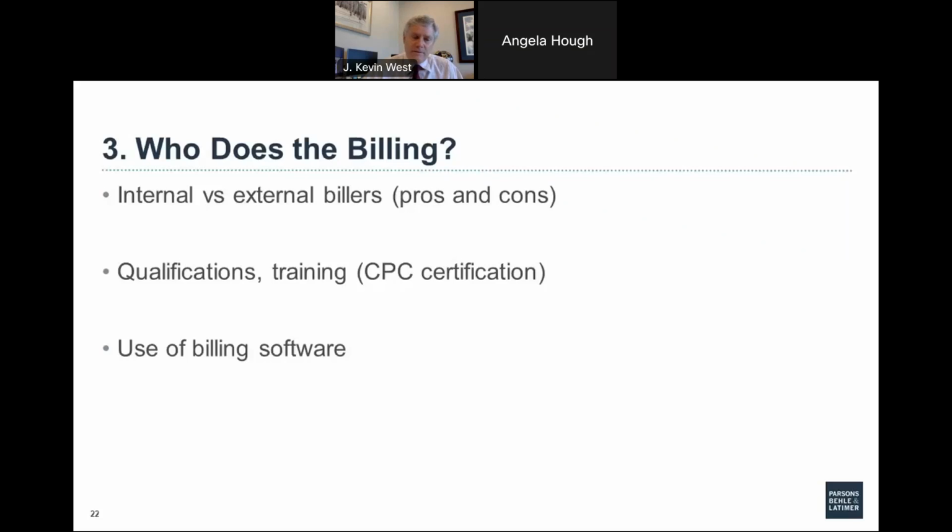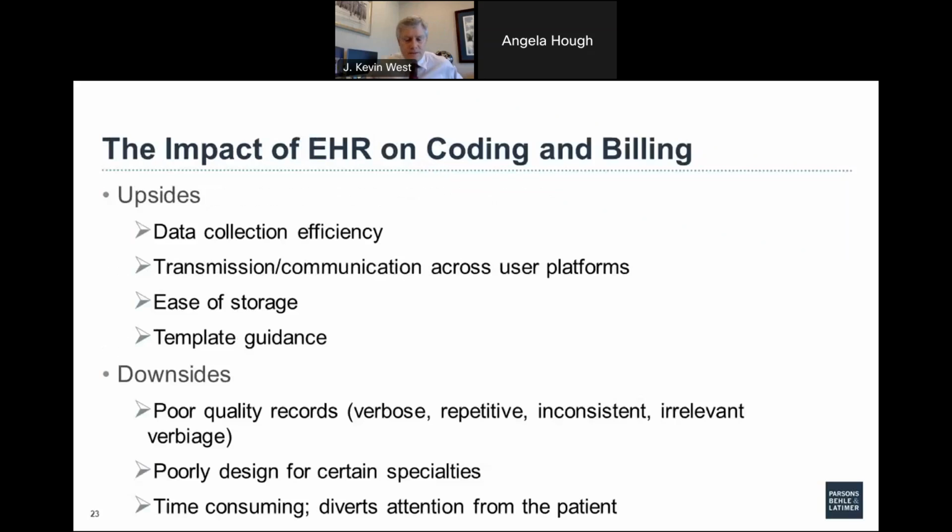And I sometimes find a lack of accountability with these third-party billing services. They may be taking care of dozens or even hundreds of healthcare providers, and you may be simply one out of 100, and you may not be getting the attention or the service that you would expect. So those are some pros and cons on that particular issue.